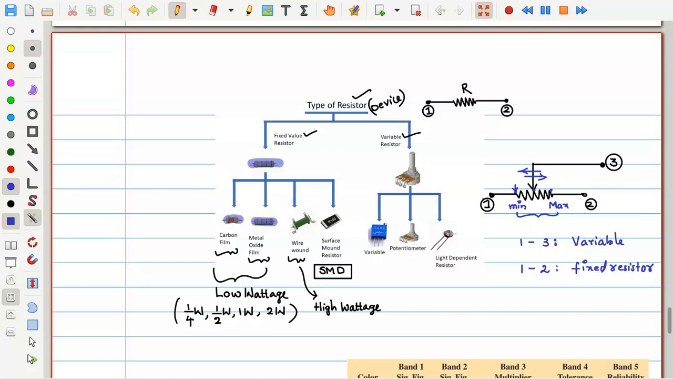But if I choose 1 and 3, that becomes a variable resistor. You can also choose 2 and 3. That becomes the variable resistor. But the maximum and minimum points will be interchanged once I choose 2 and 3. Clear? This maximum will become minimum and minimum will become maximum if our terminals are 2 and 3. If 2 and 3 is chosen, this also gives a variable.